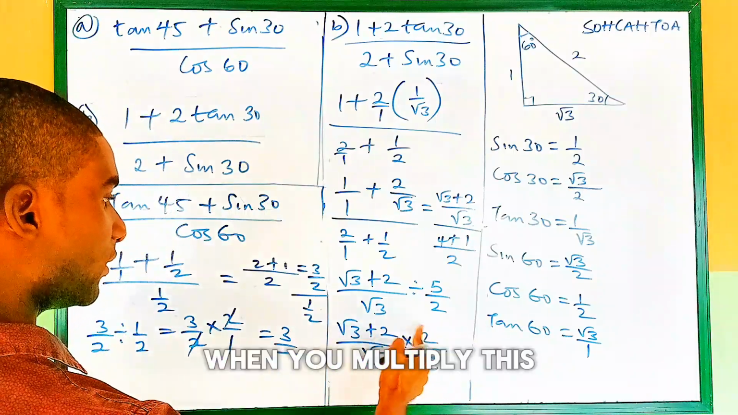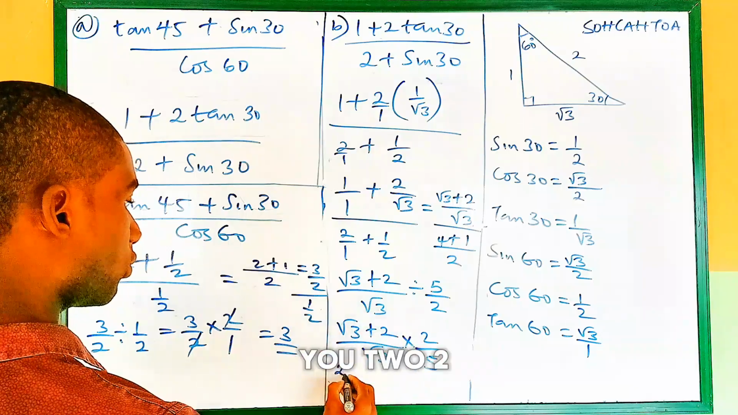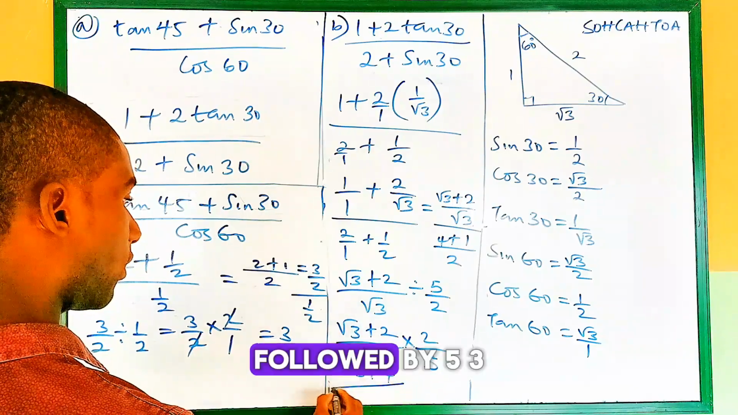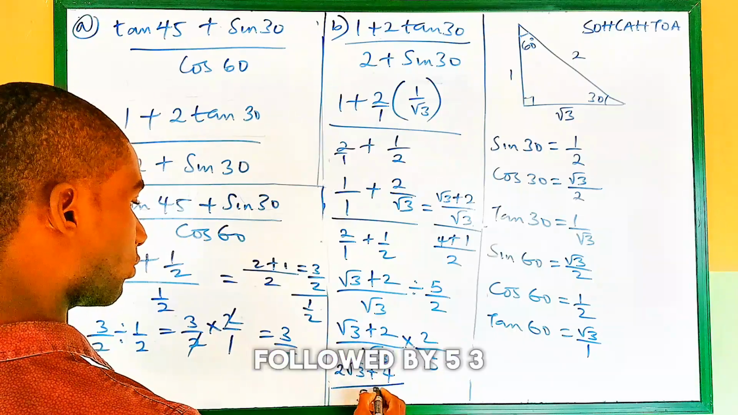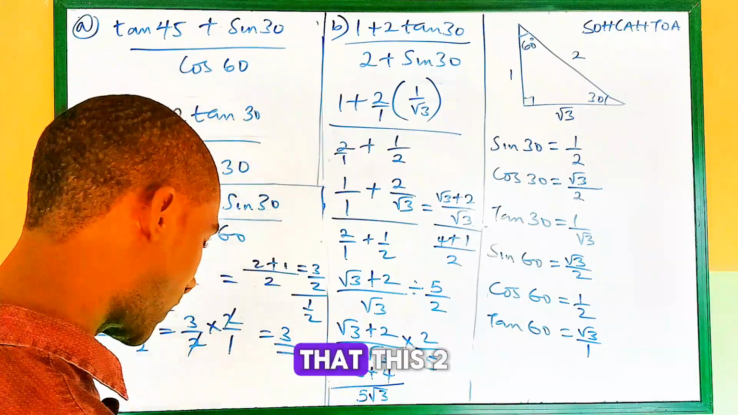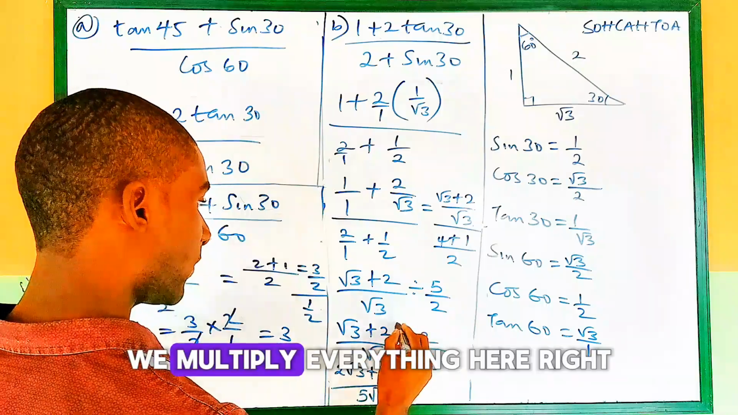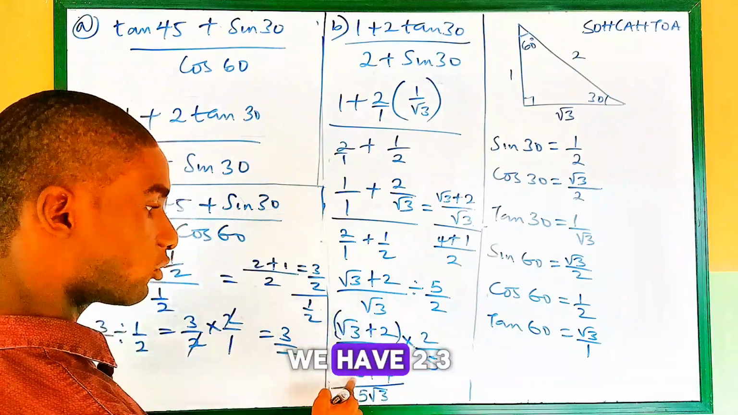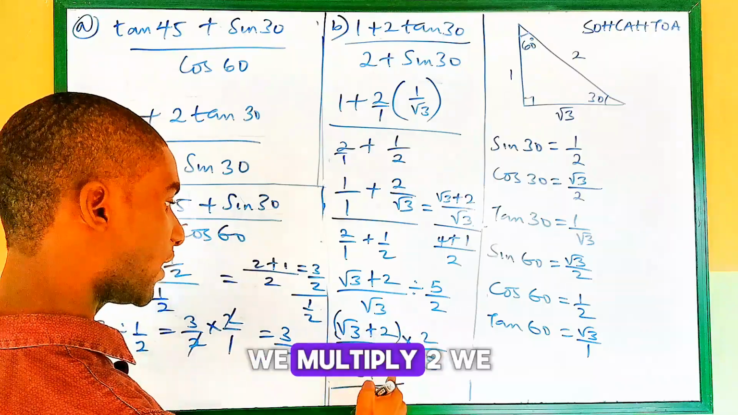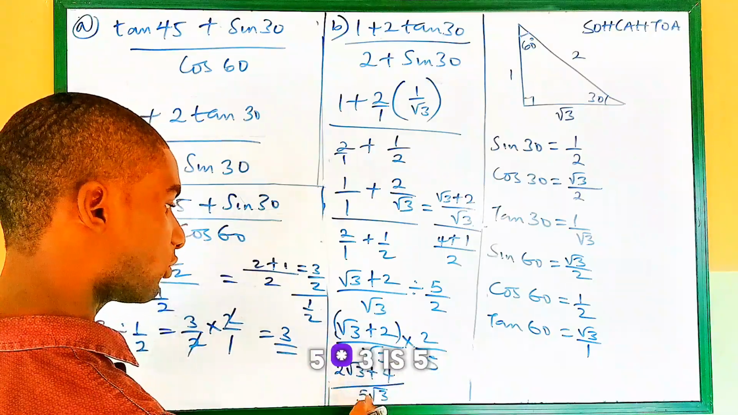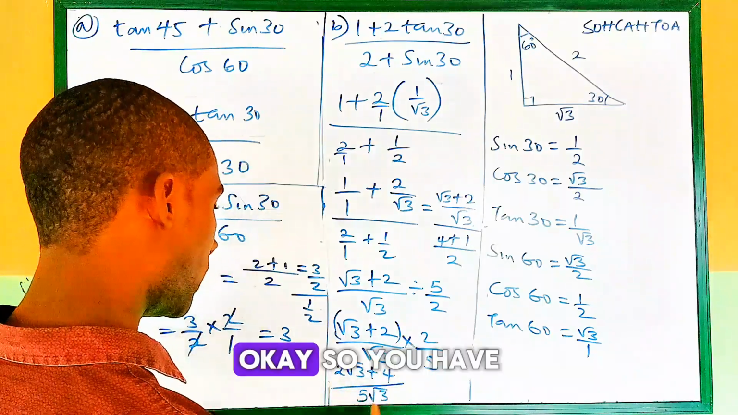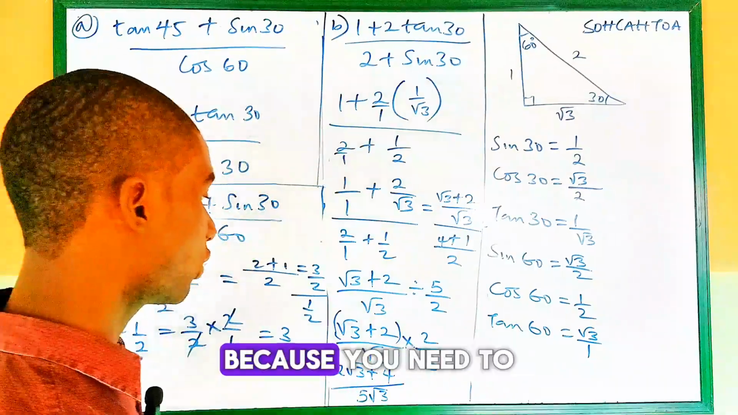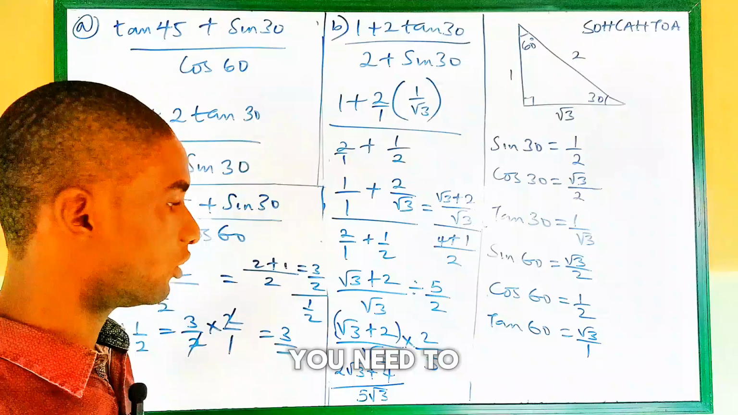So when you multiply this, 2 times this gives you 2 root 3 plus 4 all over 5 root 3. Why are we doing that? These 2 we multiply everything here, right? 2 we first multiply root 3, you have 2 root 3 plus 2 we multiply 2, you have 4, all over 5 times root 3 is 5 root 3. Okay, so you have your answer. But we're not going to leave it like this because you need to rationalize the denominator.